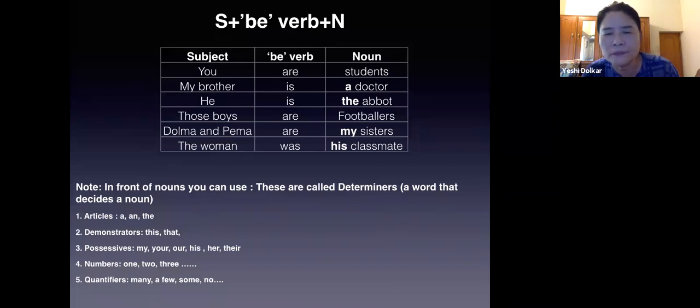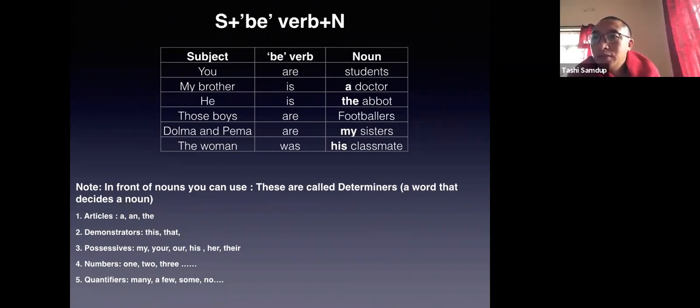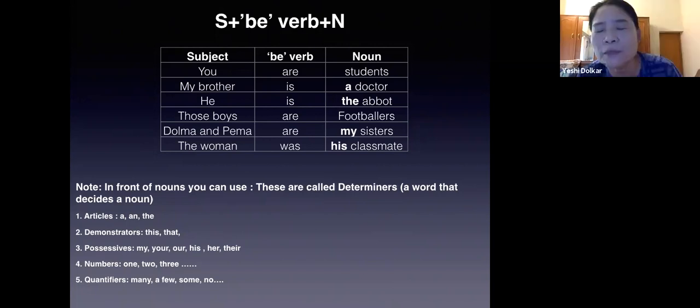Okay? All right. Please respond, because I want to know whether you understood, whether you follow me or not. Okay? All right. This was subject, verb, noun. Yes, ma'am. It's different from the previous pattern, because in the previous pattern we saw an adjective coming. Here it's a noun.